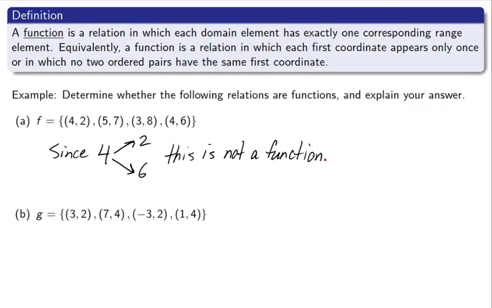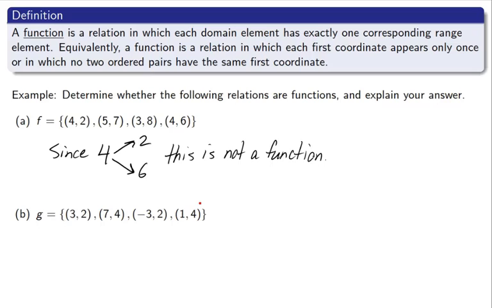And here's your shortcut also. If you're doing just ordered pairs, you can just look at the 4s and say, oh, that repeated with different values, not a function. So in general, if you have repeated values among the x-coordinates, then you can immediately say it's not a function.